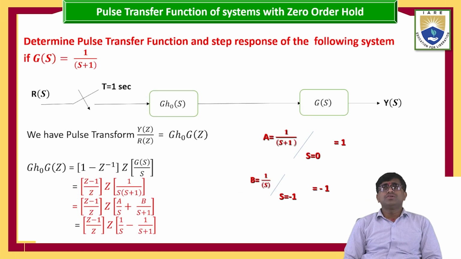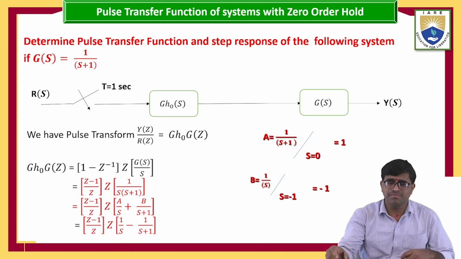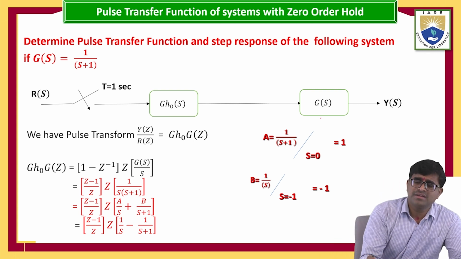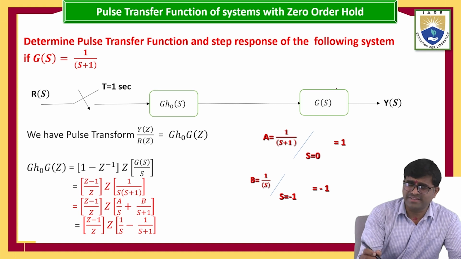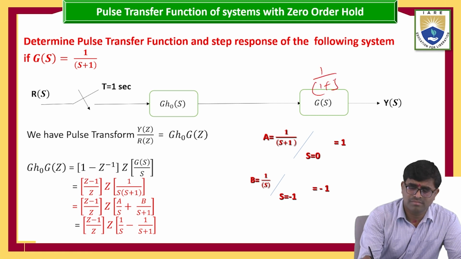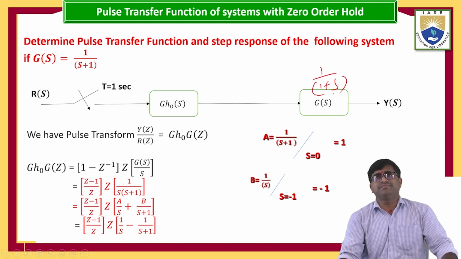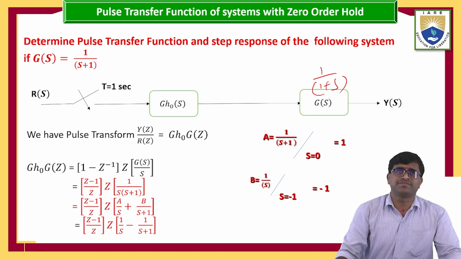Now I am going to calculate the pulse transfer function of the system. Here I am taking G of S equal to the system block transfer function, 1 by 1 plus s. So find out the pulse transfer function for this one.